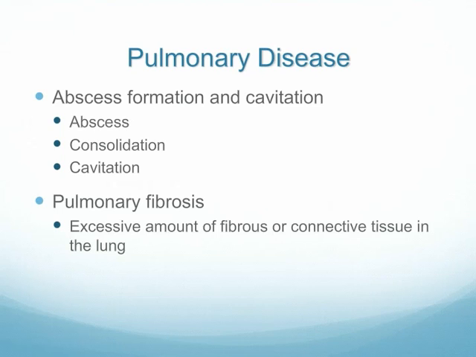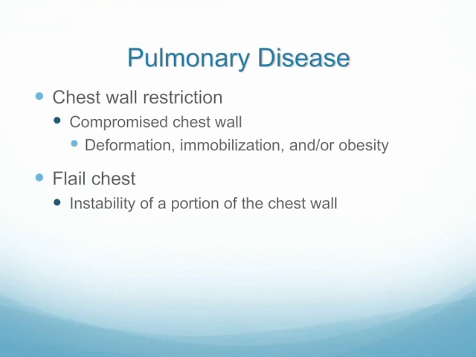Pulmonary fibrosis occurs in people who have situations where they would have an increased amount of connective tissue, in other words, fibrous tissue, occurring in the lung. And one of the commonly known conditions that people are probably familiar with is cystic fibrosis. And as was mentioned earlier, chest wall restrictions and flail chest can also lead the patient to developing problems with their pulmonary disease.